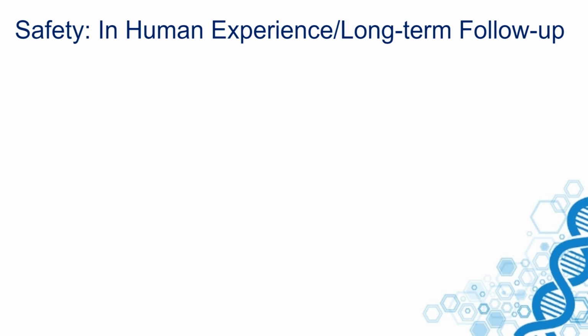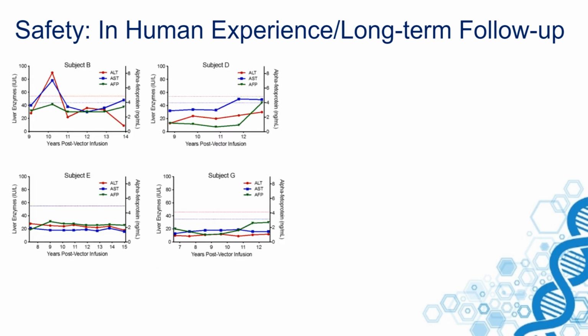What do we know from human experience? Again, data from the first patients to receive a systemic AAV vector. So this was hemophilia B patients. This is looking at their liver function studies. Their ALT and AST are in blue and red, and then their alpha-fetoprotein, done as a measure for screening for hepatocellular carcinoma.